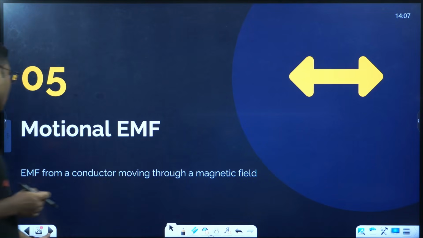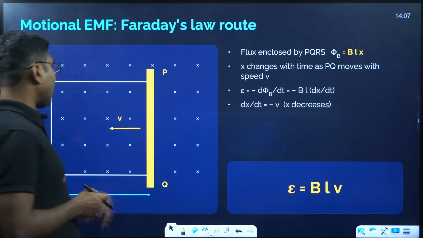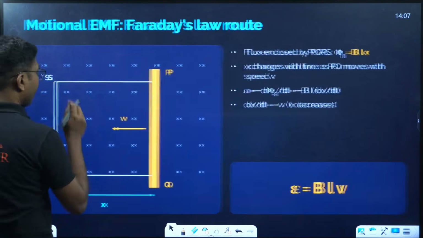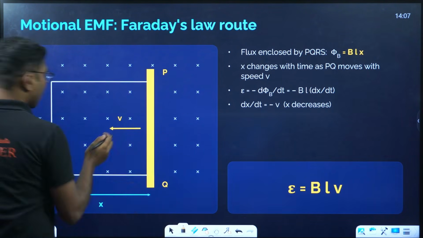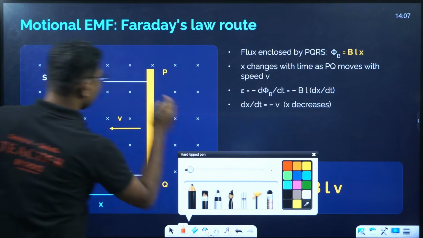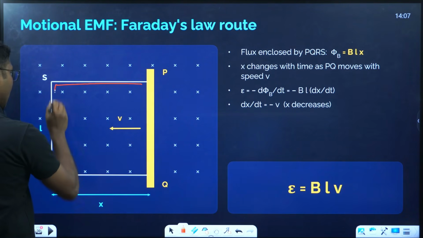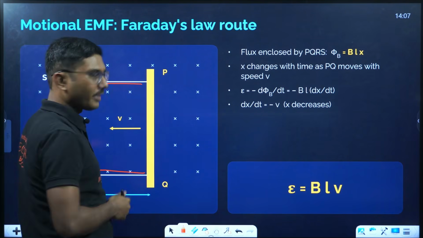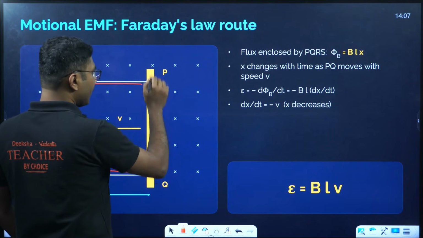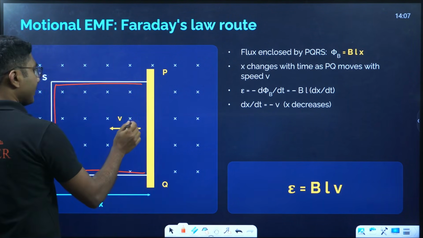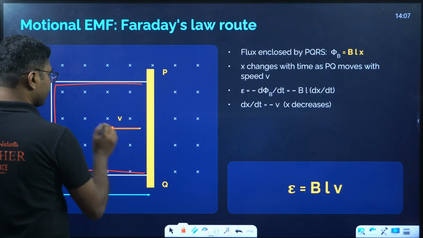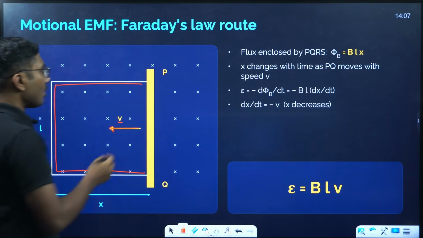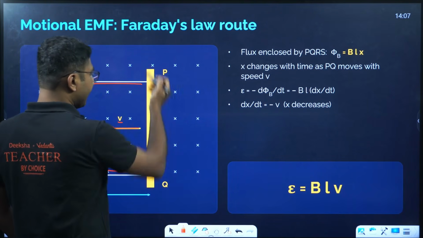So let's see. Here we have a rectangular railway line. This is the line, as you can see. And imagine this is the train, this PQ arm is the train, and it is moving in this direction with a velocity v.